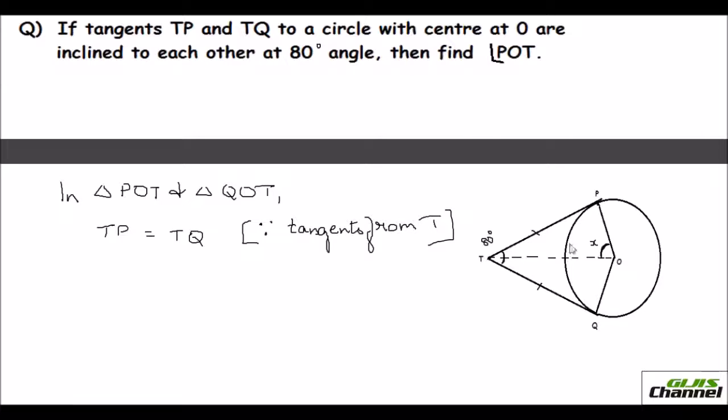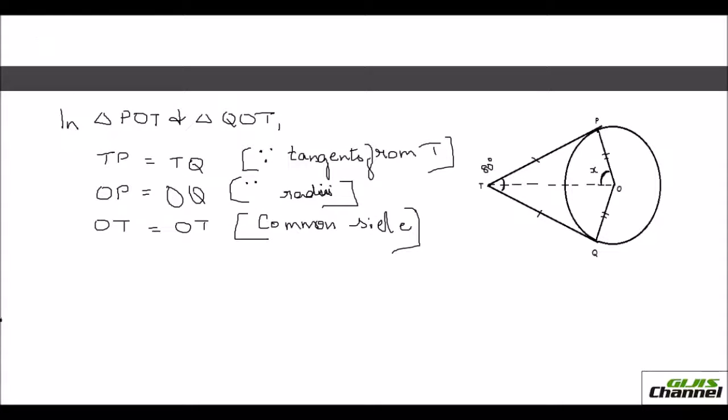And you find that OP and OQ are also equal, right? Because they are the radii. So I would say OP is equal to OQ, because they are the radii of the circle. Okay. You have OT. The side OT is common to both, right? So that is a common side. So you know that triangle POT is congruent to QOT by SSS criteria. Okay. So now we have got that these two triangles are congruent.